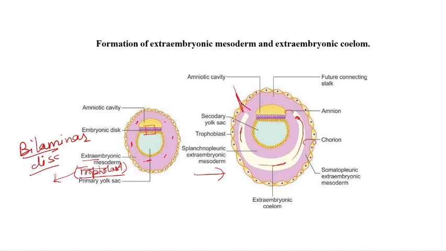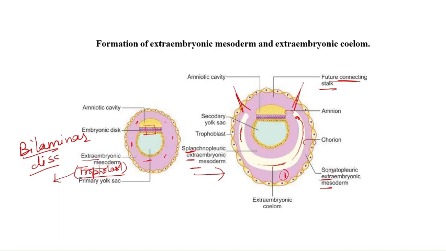It will leave an area which is going to be the future connecting stalk, which is again a supportive structure, and you can see it is again derived from the extraembryonic mesoderm. As this cavity divides, the extraembryonic mesoderm is divided into two parts. One part that is close to the trophoblast is known as somatopleuric extraembryonic mesoderm, and one part that is close to the embryo is known as splanchnopleuric extraembryonic mesoderm.